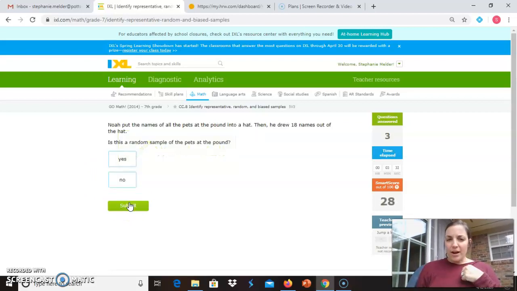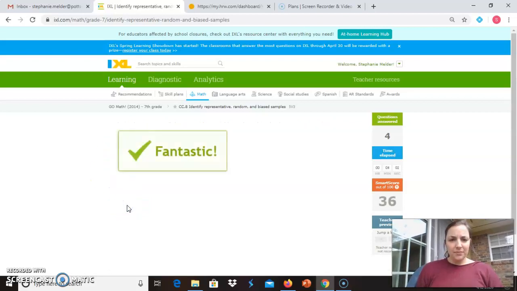I'm going to do one more before I get off here, and I think you guys will be ready to go. It says Noah put the names of all the pets at the pound into a hat. Then he drew 18 names out of the hat. Is this a random sample of the pets at the pound? Again, the key here is they have no way of knowing what names they're going to choose. They aren't putting that bias in there. So this would be a great way to get a random or a representative sample. So we're going to say yes.